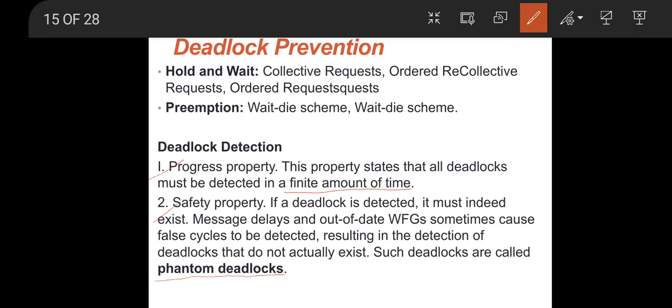The system is not actually in the deadlock condition. So the detection of false deadlock might happen by the deadlock detection algorithm, which needs to be avoided.